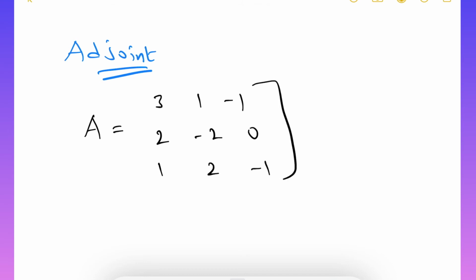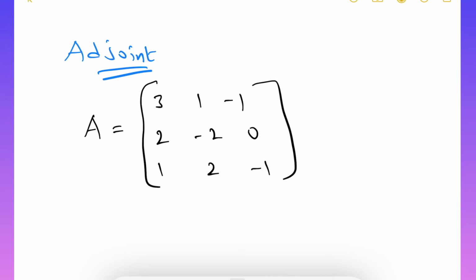Our next topic is the adjoint of a matrix. So first, to find the adjoint of a matrix, we need to find the cofactor matrix. So let me take a matrix. A is equal to 3 1 minus 1, 2 minus 2 0, 1 2 minus 1. First, let us find the cofactor of each and every element.